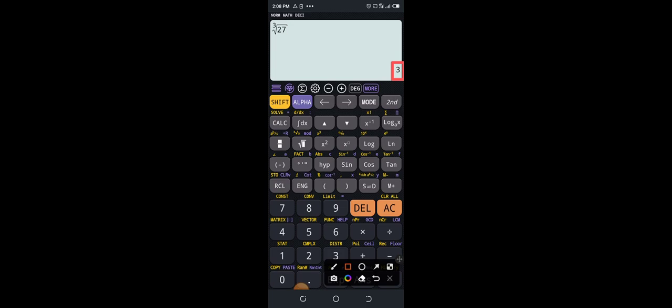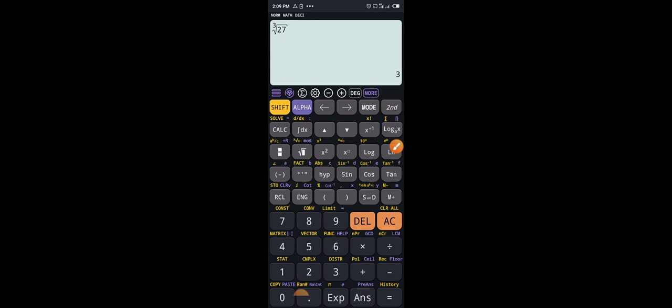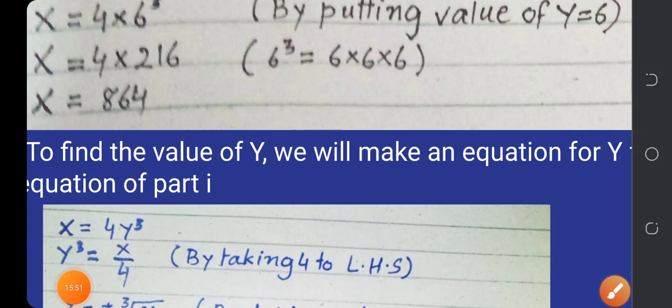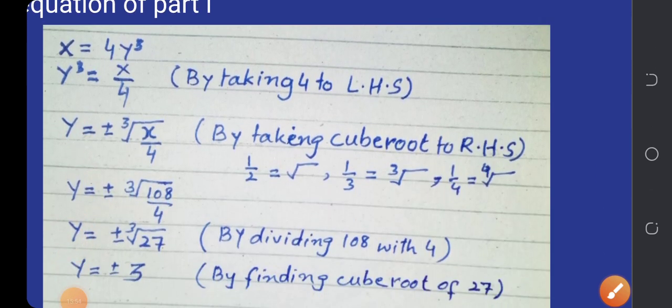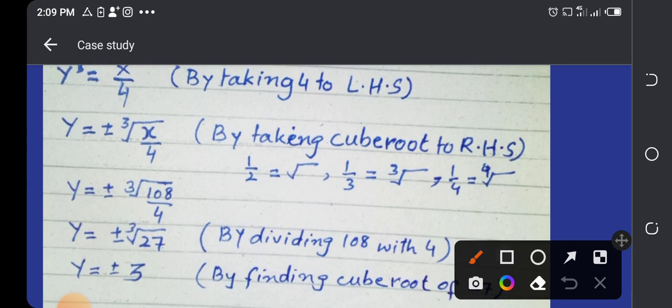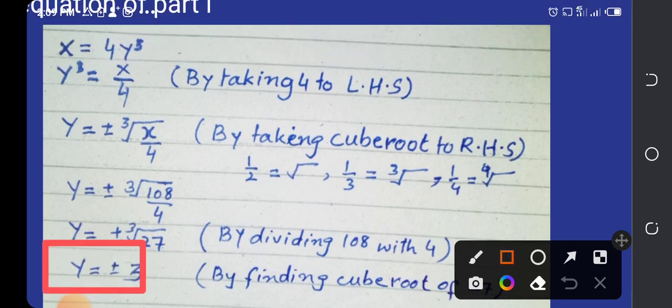I hope you learned. That's all from my side. This is how we find the answer of this third part of the question. Here we found the value of y, which is y is equal to 3.